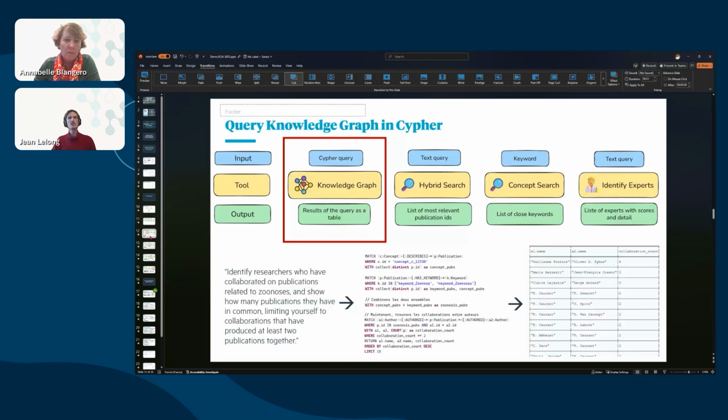So for the first tool, it was just a Cypher query tool. We allowed the model to write directly on the graph, of course. And so here is one example, pretty complex, to really show how good LLMs can be with writing knowledge graphs.